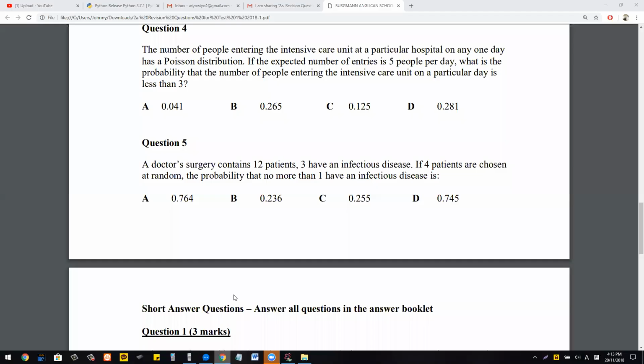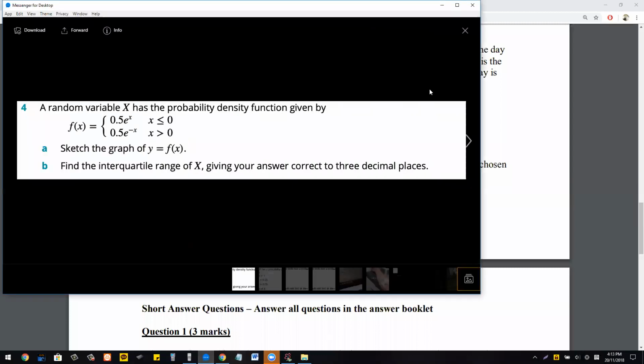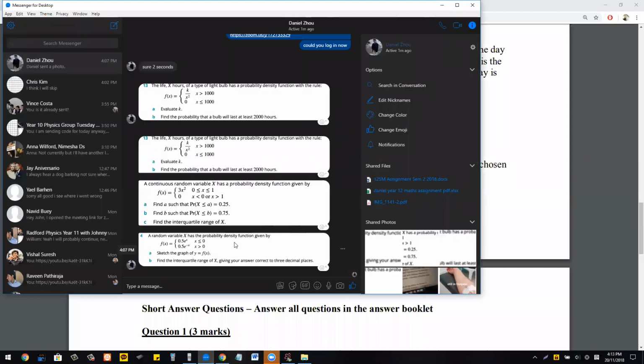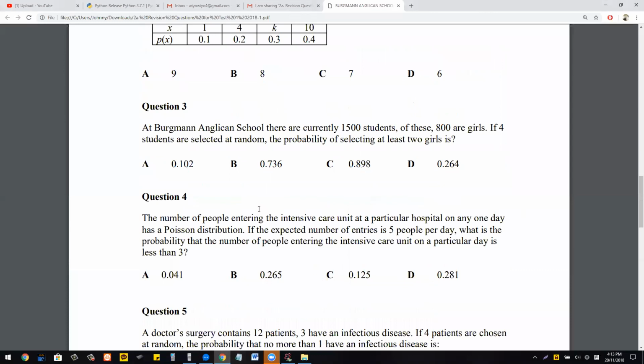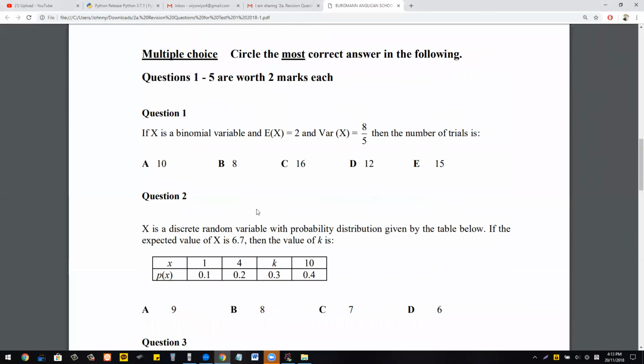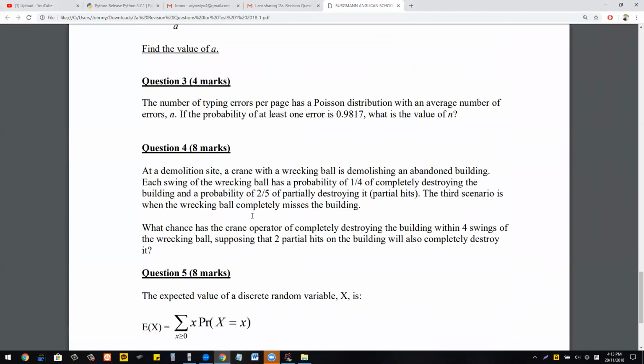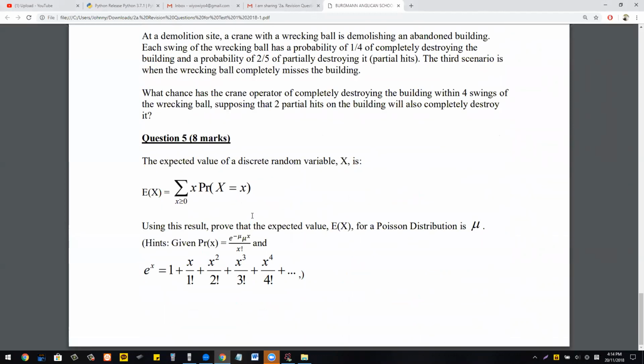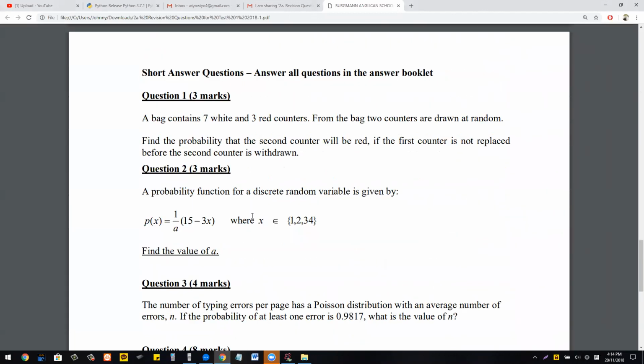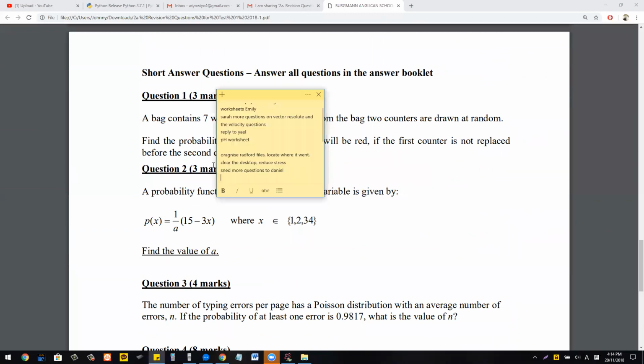Now, one more question from the textbook? Sure. I think we should. Have you tried this exam paper yet? No, I haven't had the time. Okay. We got it yesterday. All right. I can send you some more questions. Yeah, that would be good.